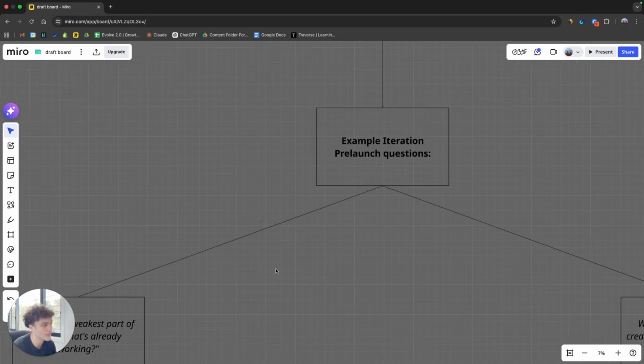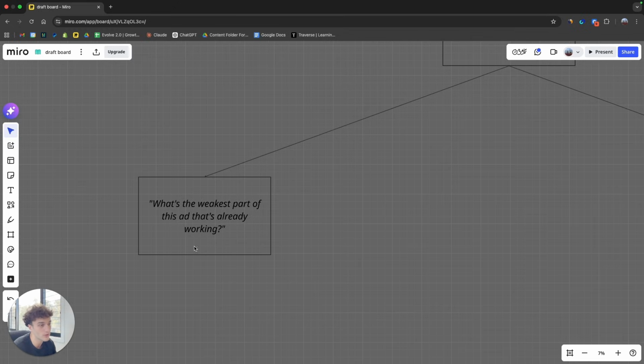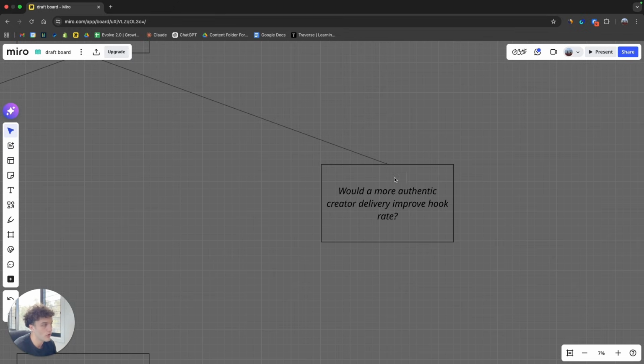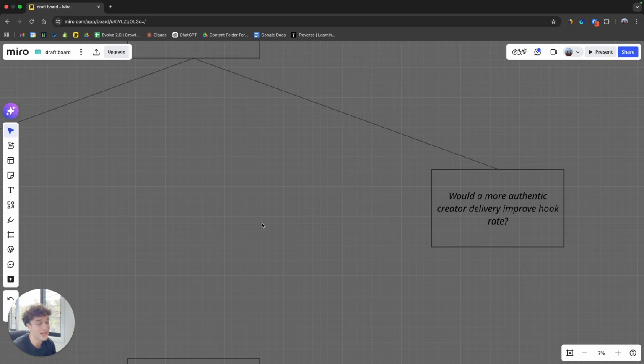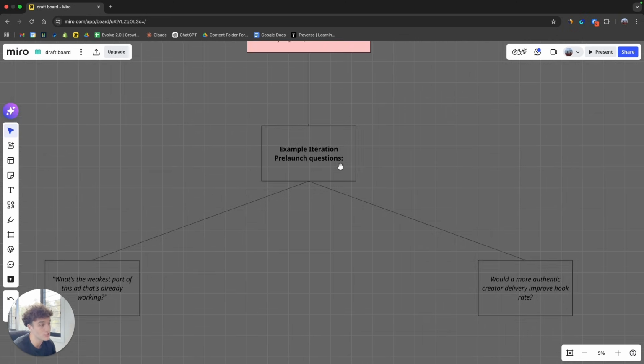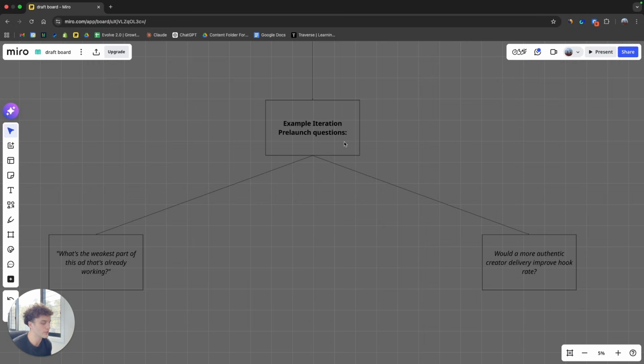I can give you example pre-launch questions like what's the weakest part of this ad that's already working? What about a more authentic creator, delivery, improve hook rate. Like there is so much shit that could be the issue with your script that you can analyze and then just launch an iteration of.